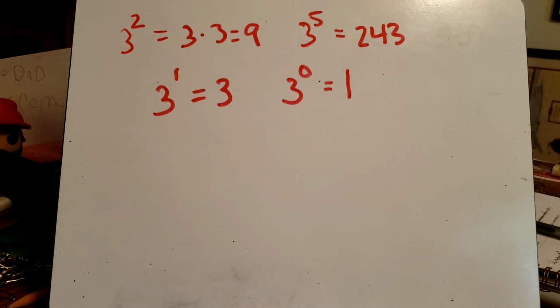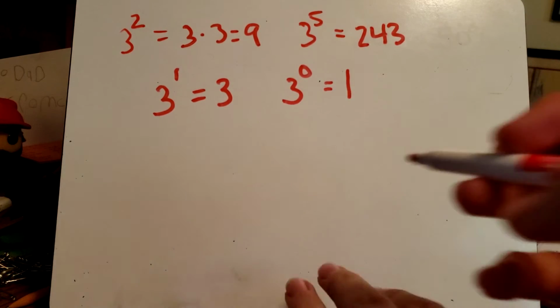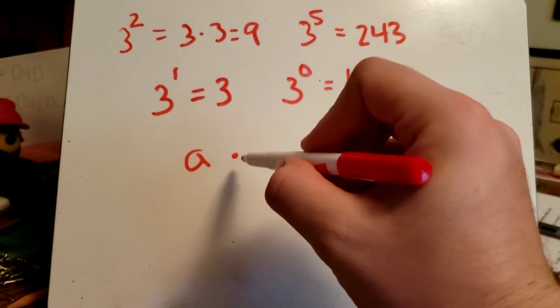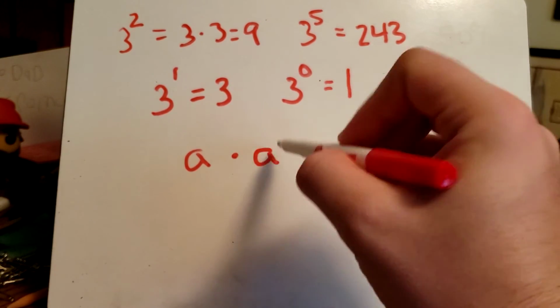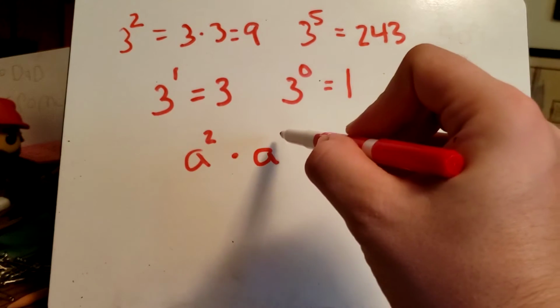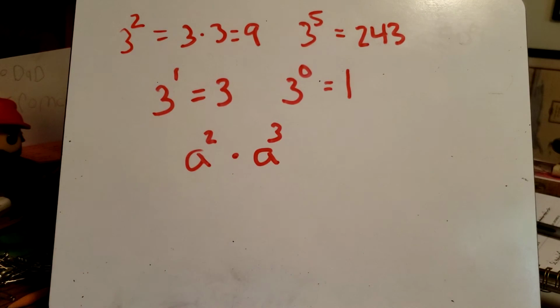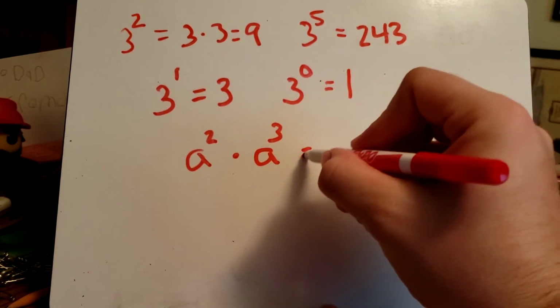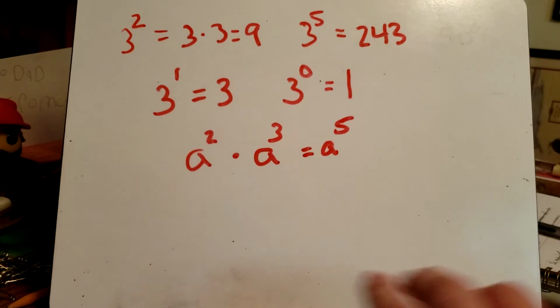Some more important rules exponents have are the product rules. The product rules say that if you have anything, so let's say you have an A and another A, and they're raised to different powers. So one's to the second and one's to the third. When you have two of the same number and they're being raised to different powers and they're being multiplied by each other, you can add their exponents together. So in this case, you'd just add 2 and 3, and that would give you a to the fifth.